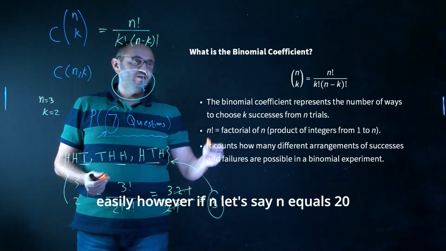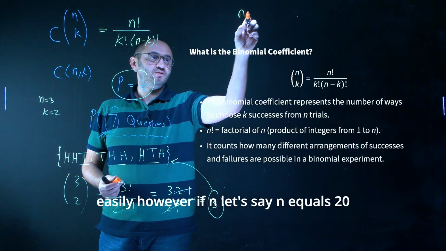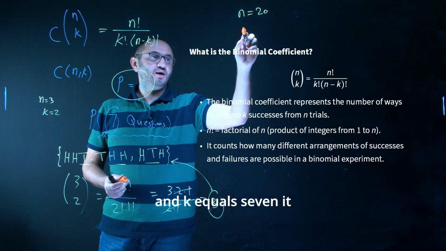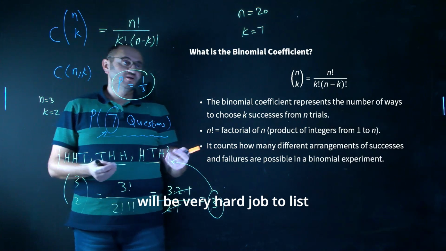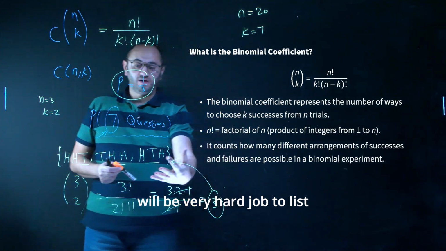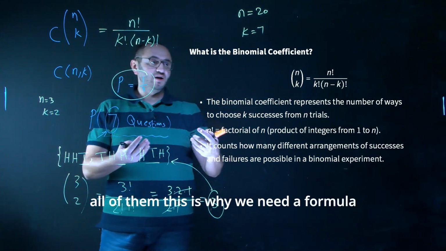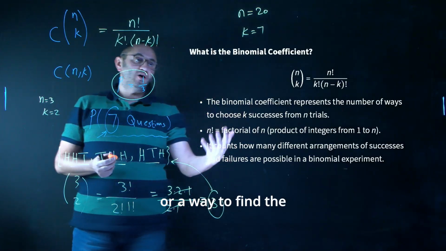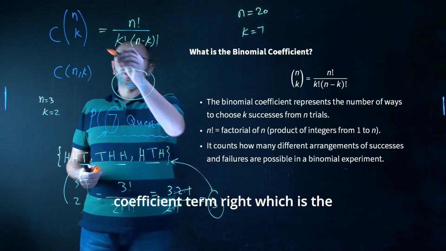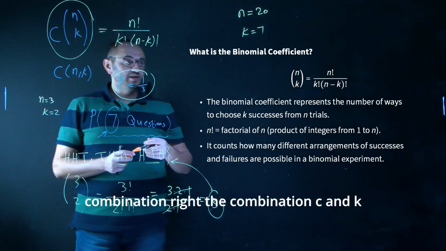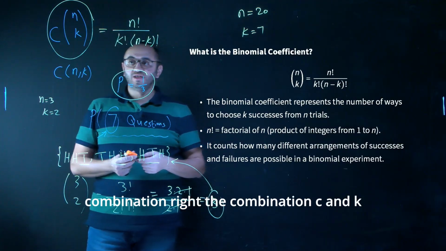However, if n, let's say n equals 20 and k equals 7, it will be a very hard job to list all of them. This is why we need a formula or a way to find the coefficient term, right? Which is the combination, right? The combination C n k.